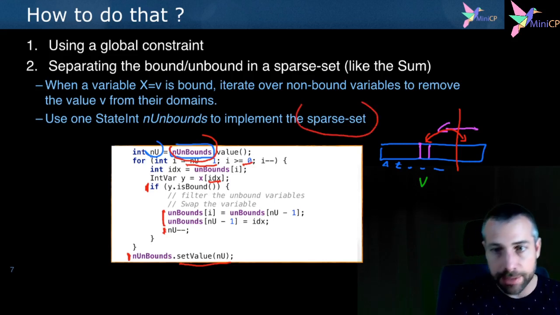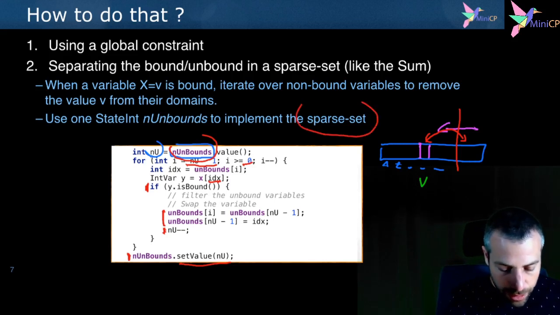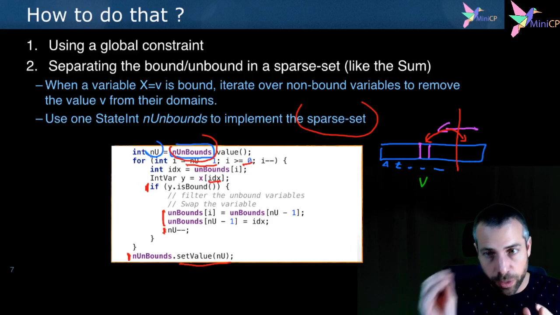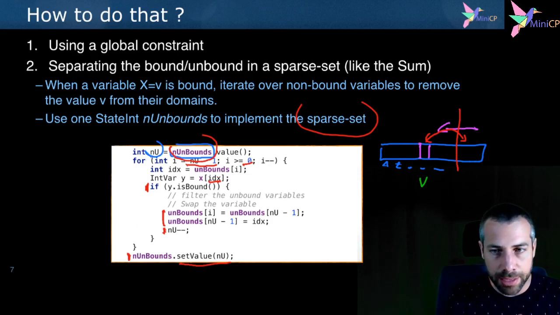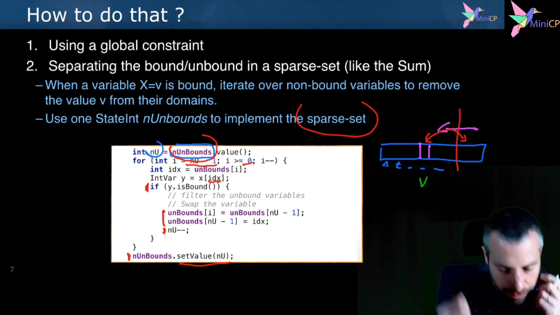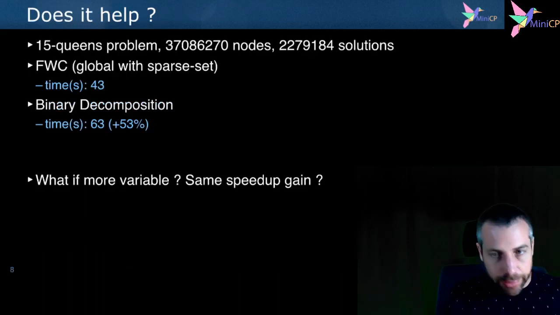We can reuse this same idea. And the benefit of doing that is that for the all different constraint, when we realize that one new variable is bound, we only have to scan the unbound variables to consider the removal of this new bound value in the all different constraint. So what do we gain?